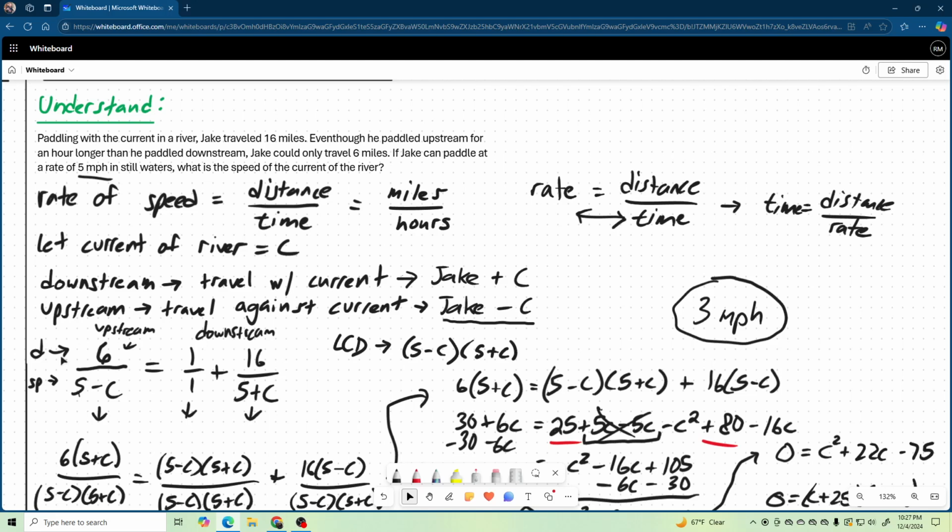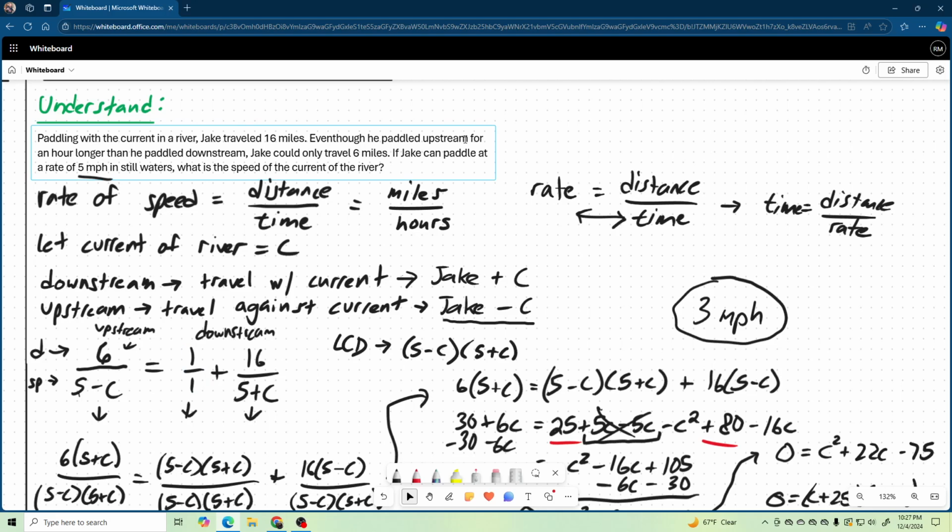Then over here, we have the distance and the rate, which in this case is speed. The distance of upstream was 6 miles, and the speed of upstream was 5 minus whatever the current was, which we didn't know. Then we set this equal to, well, first of all, we had to add one to this side. This may be the confusing part, but the reason we had to add one to this side is because up here it says, paddling with the current in a river, Jake traveled 16 miles.